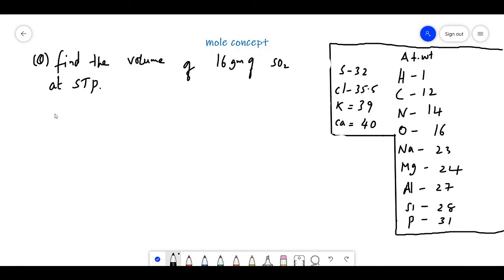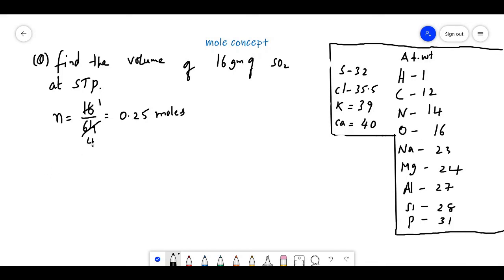So in this first you have to calculate number of moles. Number of moles is weight by gram molecular weight. Weight is given as 16 and gram molecular weight of SO2: sulfur is nothing but 32 and 2 oxygens is 16, so 16 into 2, it is 32. 32 plus 32, so total it is 64. So molecular weight of this SO2 is 64. So if you calculate this 16 by 64, that is 1 by 4, it is nothing but 0.25. So this is equal to 0.25 moles.